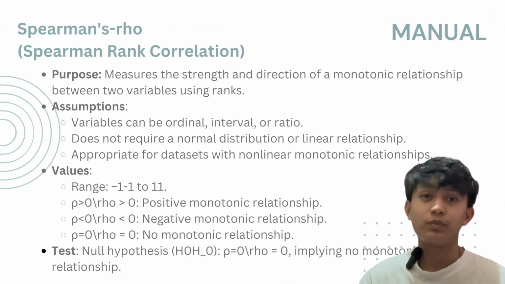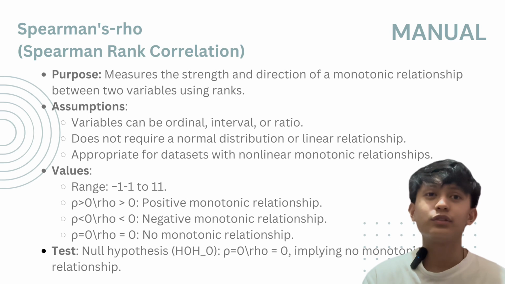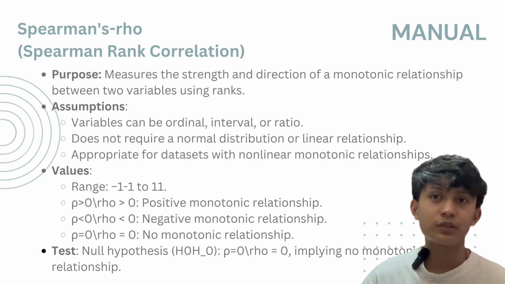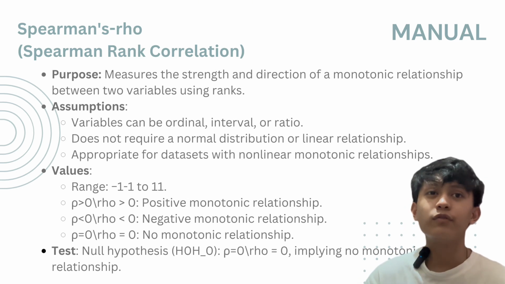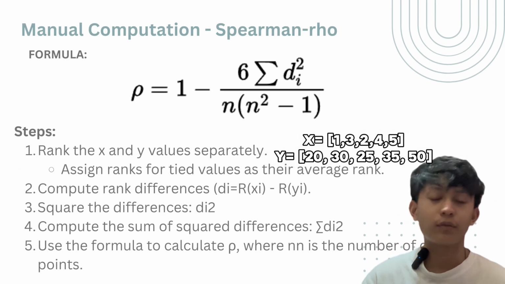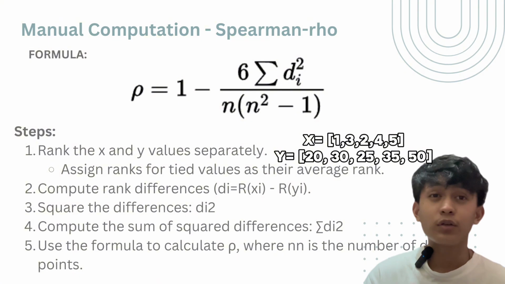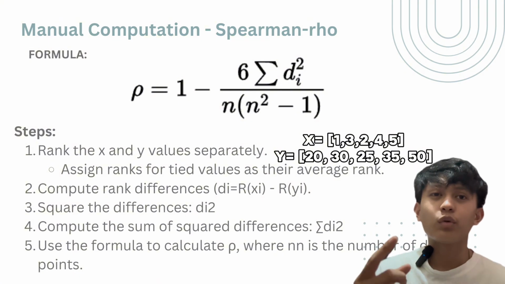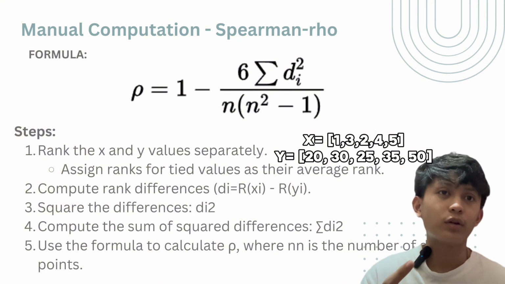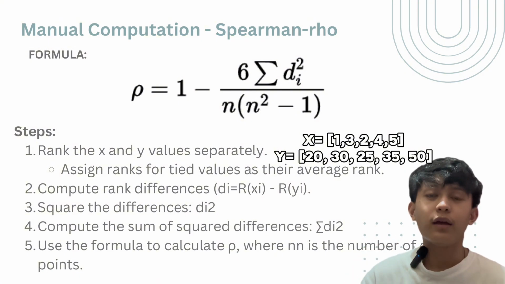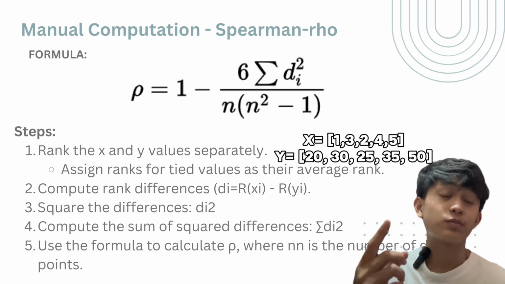Next is Spearman-Rho. Spearman-Rho is used to assess monotonic relationships between two variables, even if the relationship is non-linear. In this case, we are ranking two variables, experience for x and performance for y. X equals 1, 3, 2, 4, and 5, and 20, 30, 25, 35, 50 for y. And then here's how we can compute the Spearman-Rho.